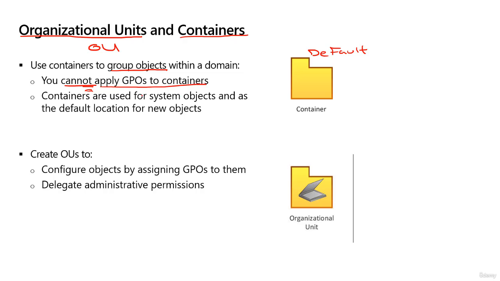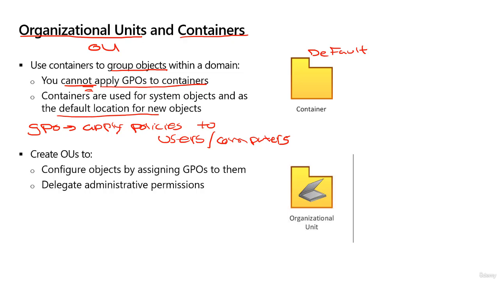Now, we have not yet discussed group policy objects, or GPOs, but GPO stands for Group Policy Object. We do get more into that later. What this allows me to do is apply policies to users and computers, but those policies cannot be applied to a container. Containers are just used for default objects. So the objects that exist when Active Directory is initially created, most of those objects will exist in containers.